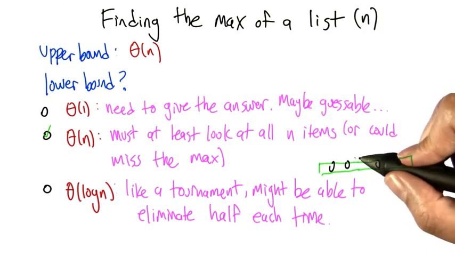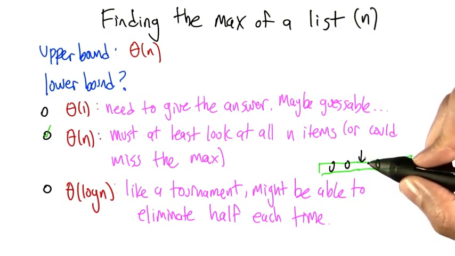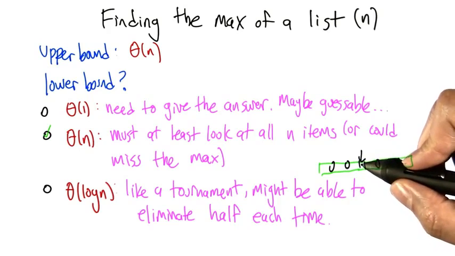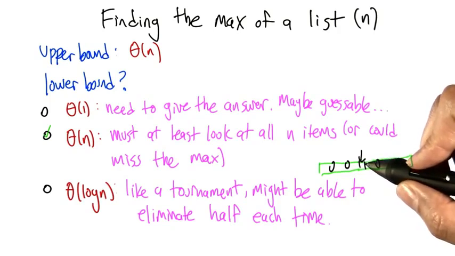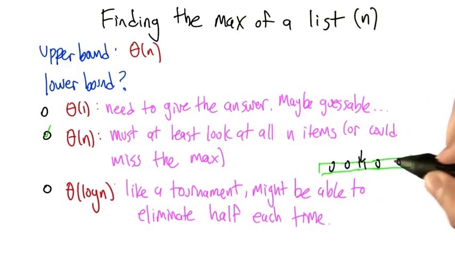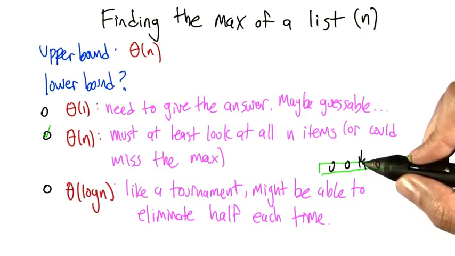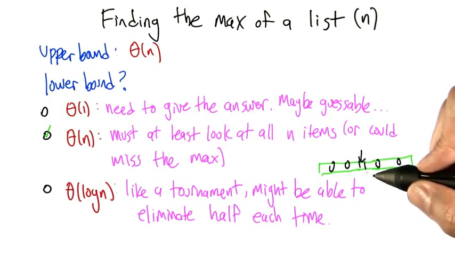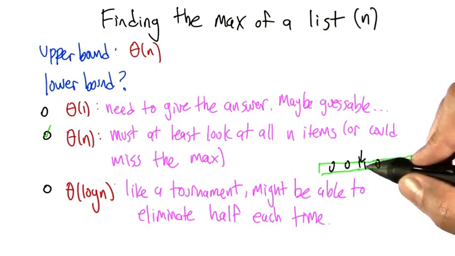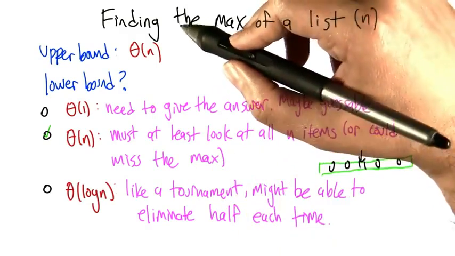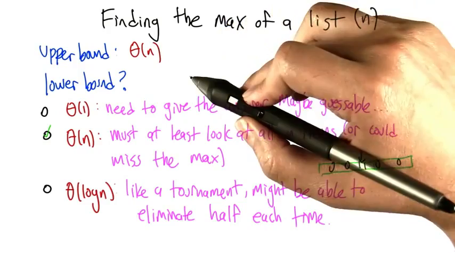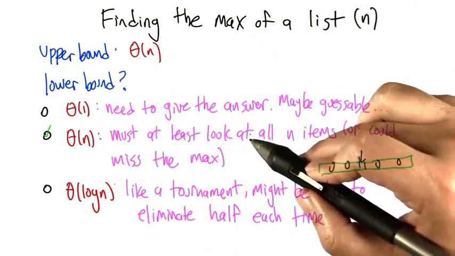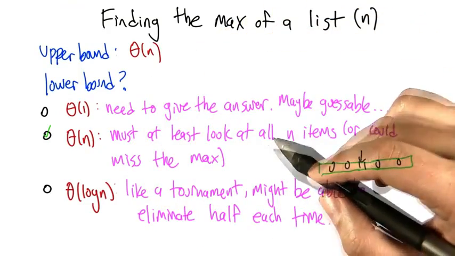We can make sure that this is always wrong by hiding a value in one of the spots in the list that the algorithm didn't check. And if that number is bigger than everybody else, it can't have answered the question correctly without looking at it. So that's really cool, actually, because for finding the max of a list, we have an upper bound of theta of n, and we have a lower bound of theta of n, and they match each other.